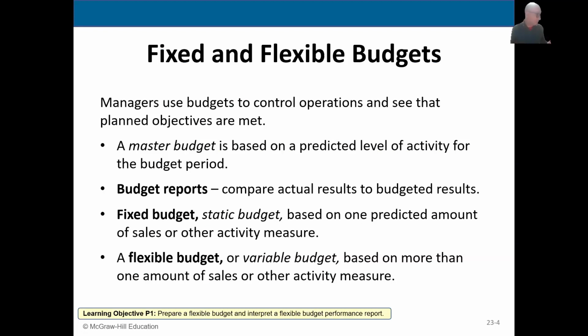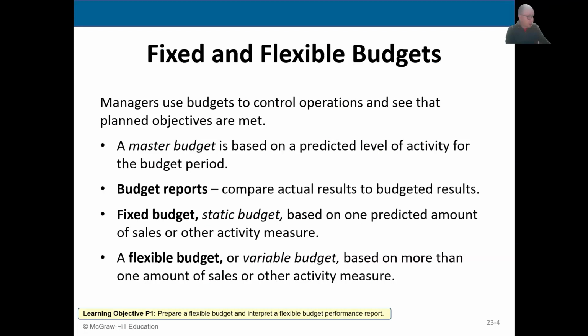For example, let's say I plan to make 100 units, to produce and sell 100 units, okay? But I actually end up producing 140 units. If it's a fixed budget, that's kind of a problem because I budgeted sales, variable costs, right? I budgeted the costs.